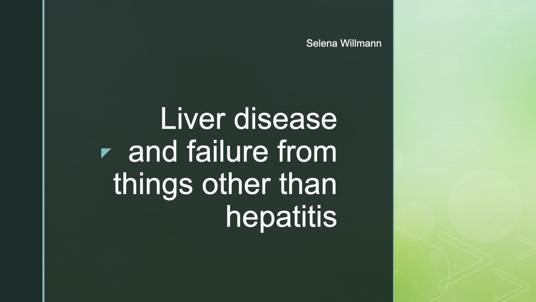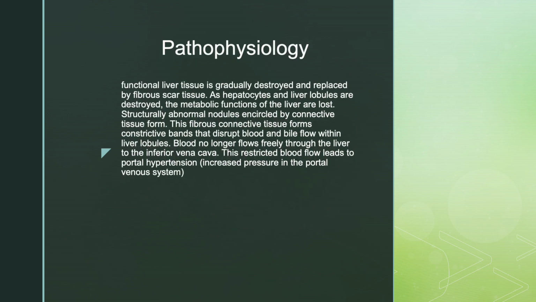Okay, so we have liver disease and failure from things other than hepatitis. So the pathophysiology deals with the functional liver tissue gradually being destroyed and replaced by fibrous scar tissue, which eventually leads to the connective tissues forming constrictive bands that disrupt the blood flow and the bile flow within the liver, and then the blood can no longer flow freely, which restricts and causes portal hypertension.